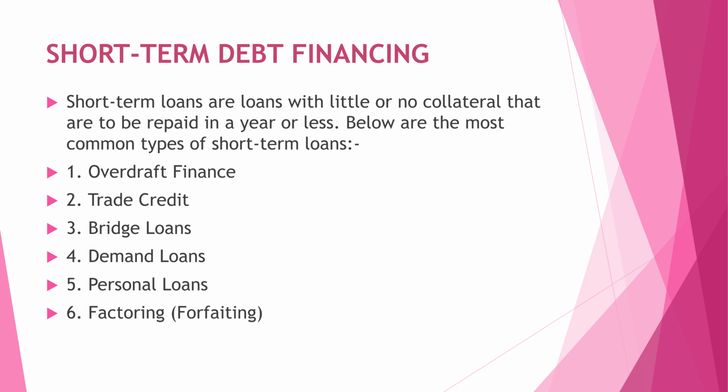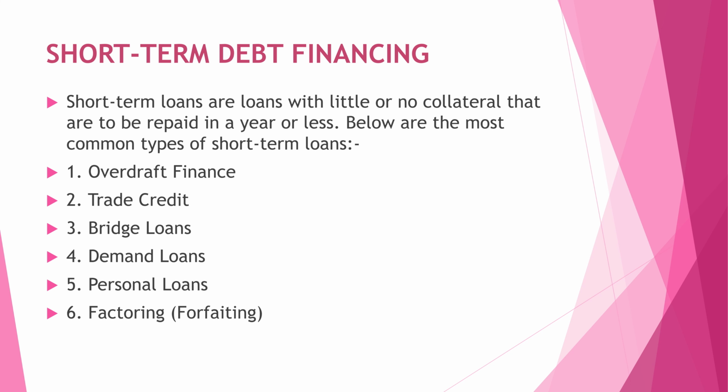So below are the most common types of short-term loans. The first one is the overdraft finance. An overdraft is a kind of facility that is usually given to current account holders. So a company usually runs on a current account. It gets into agreement with the bank to authorize the company to withdraw more than they have in the account.